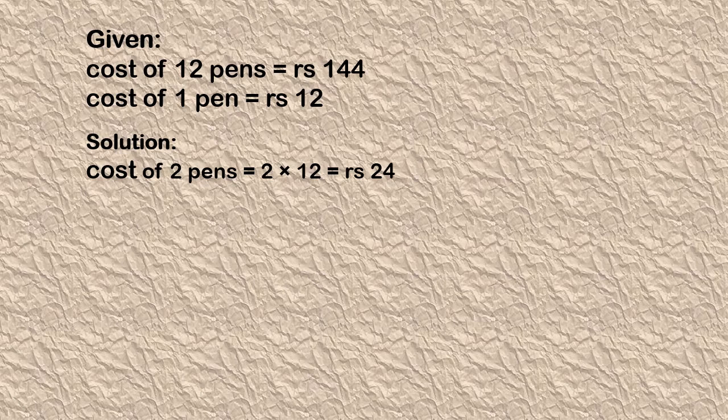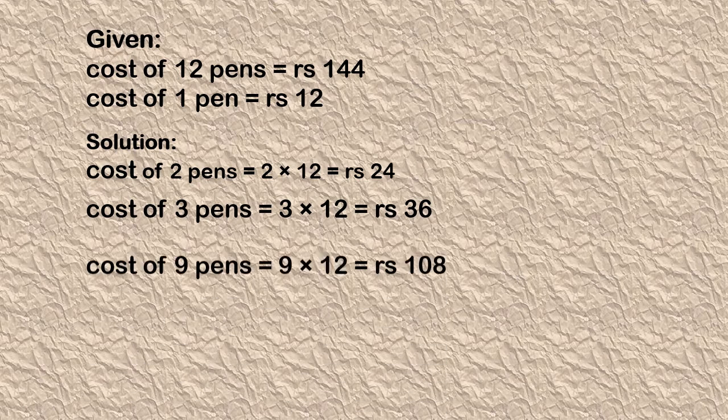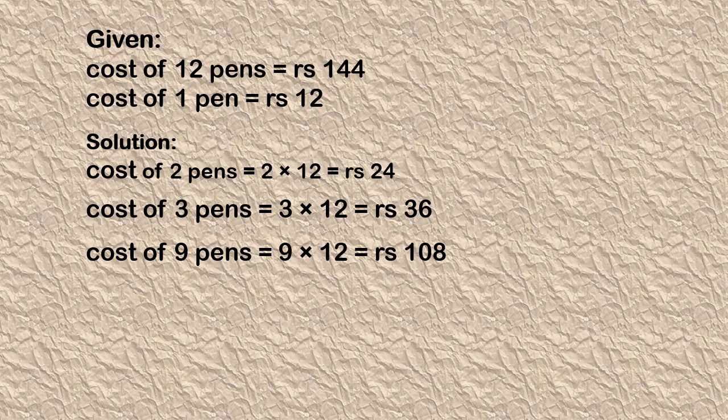Now tell me, what will be the cost of 3 pens? Again we will multiply 3 with 12. As 1 pen costs 12 rupees, 3 pens will cost 3 multiplied by 12, that is rupees 36. Similarly, what will be the cost of 9 pens? We will multiply 9 with 12, and what is 9 multiplied by 12? It is 108. So the cost of 9 pens is rupees 108.